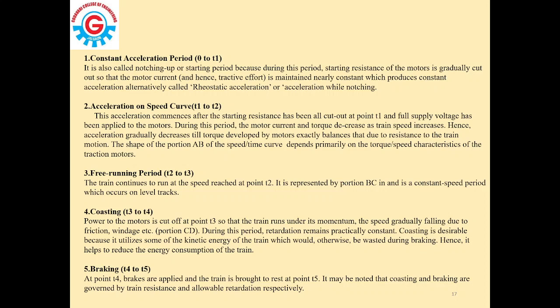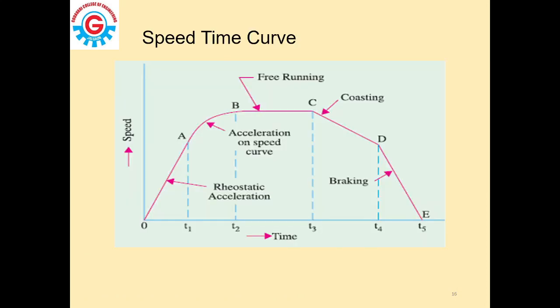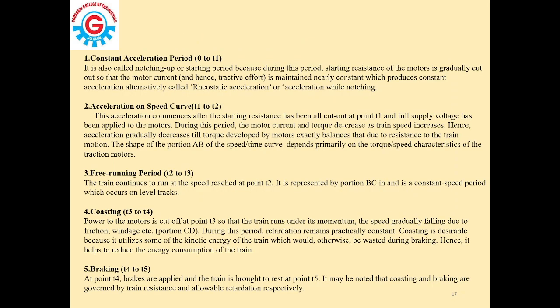Then the fourth is the coasting period, where the time is T3 to T4 as shown in the figure. That is, the curve from C to D. In this coasting period, the power of the motor is cut off at the point T3 so that the train runs under its momentum, the speed gradually falling due to friction, windage, etc. During this period, the retardation remains practically constant. Coasting is desirable because it utilizes some of the kinetic energy of the train which would otherwise be wasted during braking. Hence, it helps to reduce the energy consumption of the train.